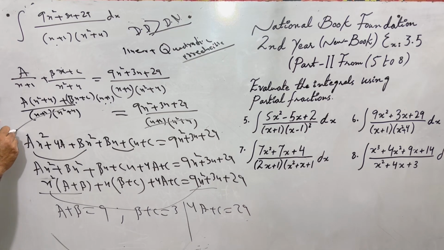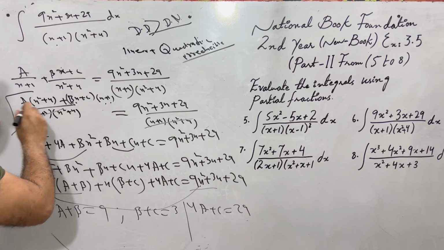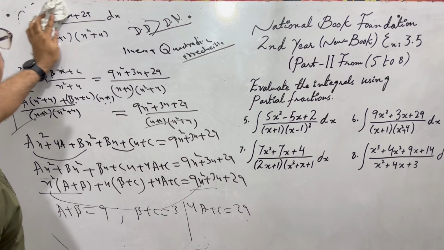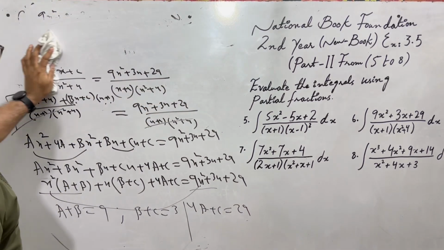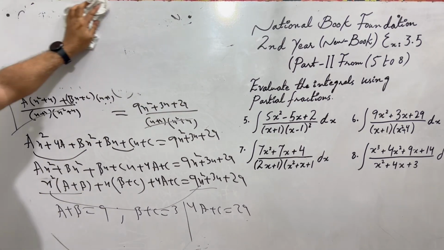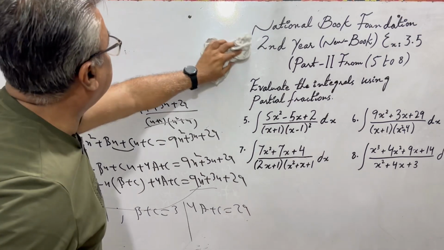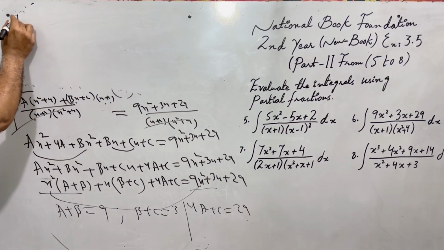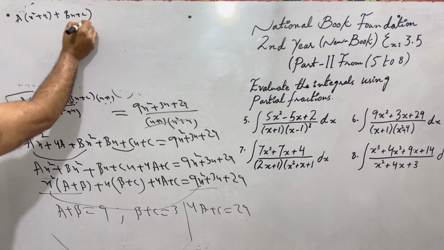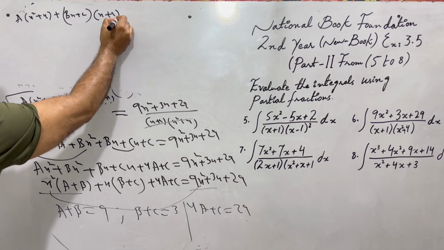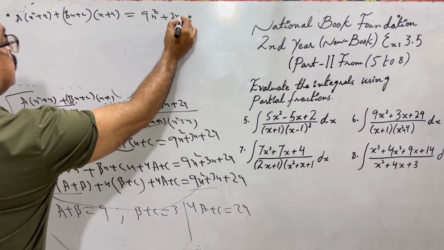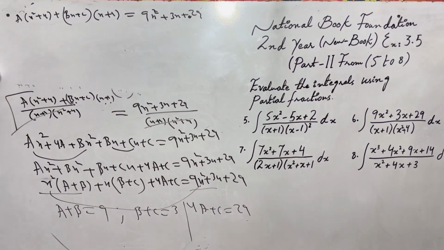From here, I have already told you, put a value of x and you are going to get through. Let's see how. Prior to this multiplication, we are left with a times x square plus 4, plus bx plus c times x plus 1, is equal to 9x square plus 3x plus 29.